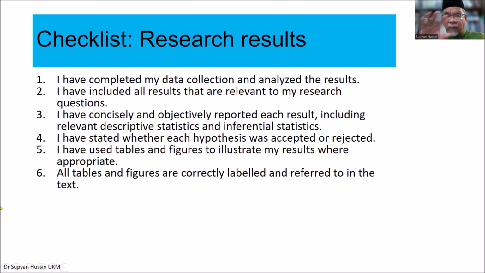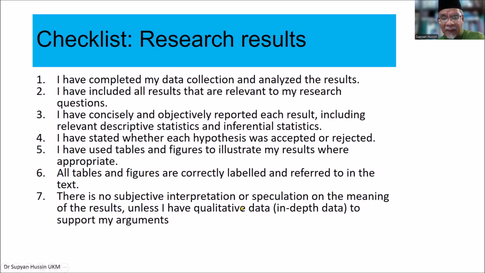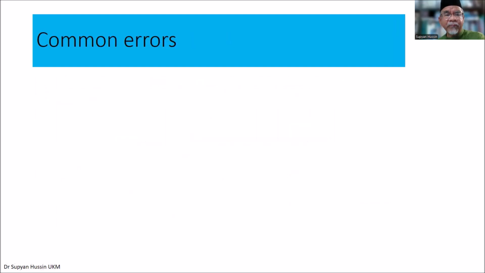So when you present tables, the label or title for the table, you put it above the table, but for figures, you put it at the bottom. Okay, don't mix up. There is no subjective interpretation or speculation on the meaning of the result. This is the qualitative, yeah. Unless you have qualitative data, qualitative evidence, then you can support your argument with qualitative, right?